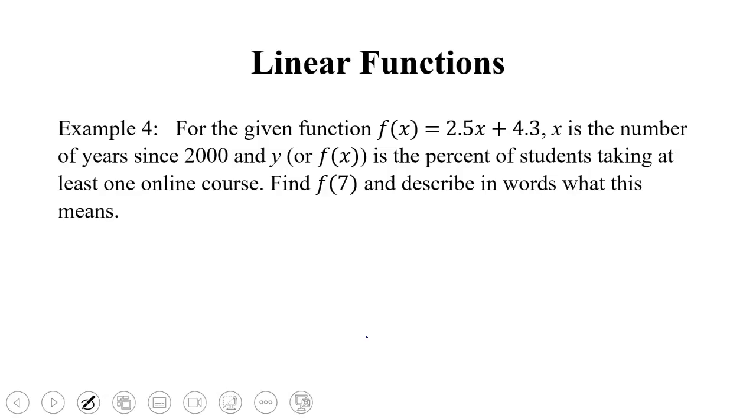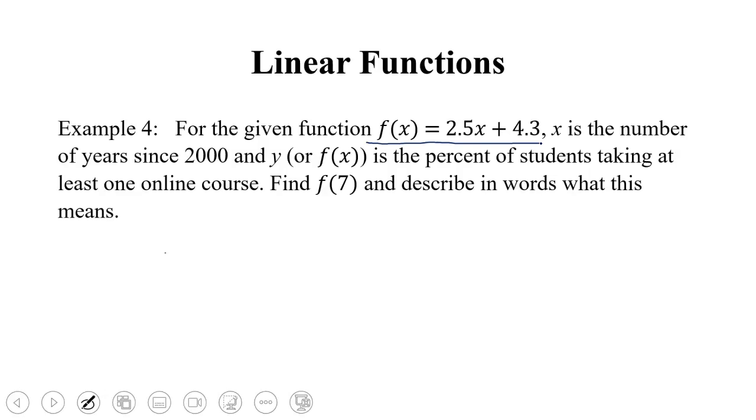Example 4, for the given function, f of x equals 2.5x plus 4.3. x is the number of years since 2000. And y, or f of x, is the percent of students taking at least one online course. So find f of 7 and describe in words what this means.